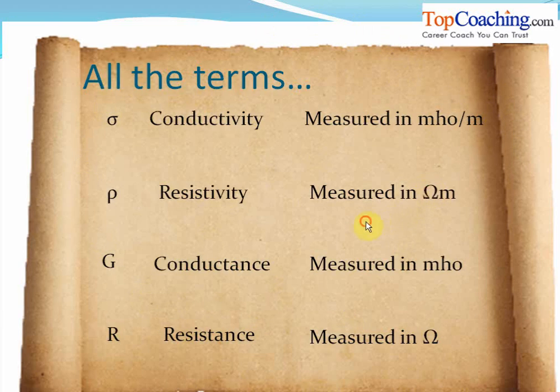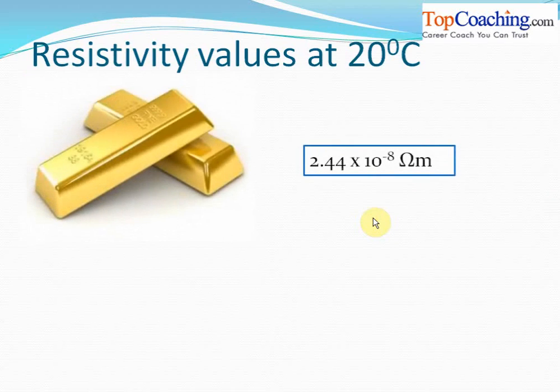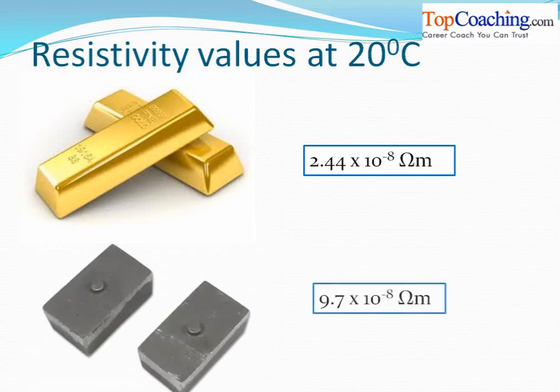Just to get an idea of how resistivity values in general are like, and how conductors have resistivity values and insulators have resistivity values, we can look at the actual resistivity values of different substances at 20 degrees Celsius. Gold has a resistivity of approximately 2.44 into 10 raised to minus 8 ohm meters at 20 degrees Celsius. Iron, however, is a lesser conductor of electricity compared to gold. So it has a higher resistivity value because it offers higher resistance to the flow of electric current. It has a resistivity of around 9.7 into 10 raised to minus 8 ohm meter.